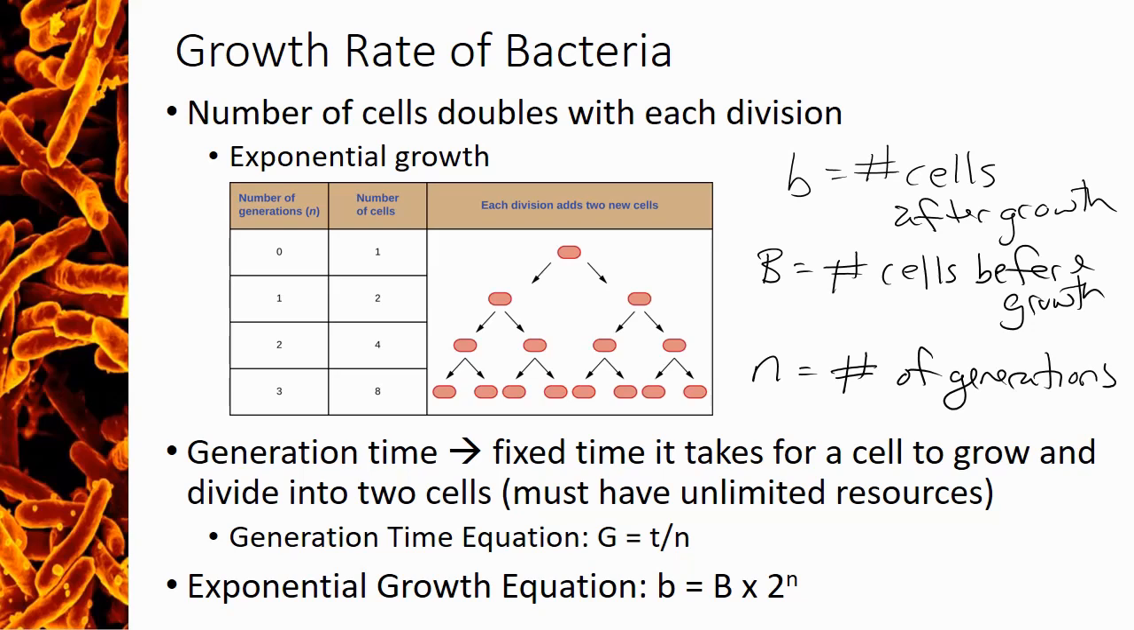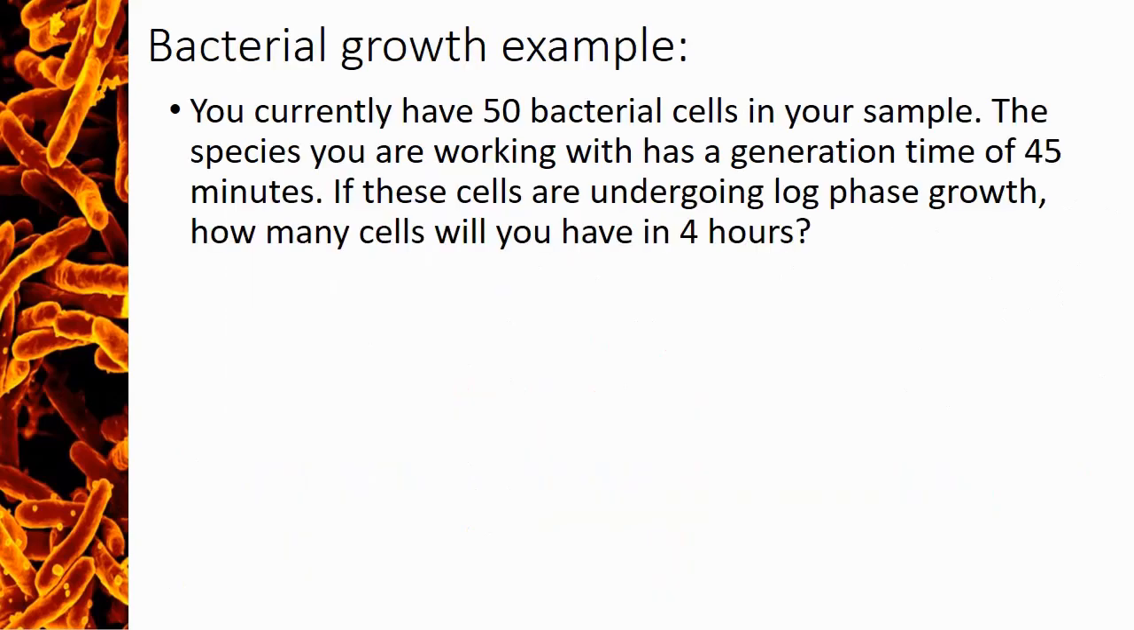Let's take a look at how we use this equation. Here is an example problem that tells us that we have 50 bacterial cells in our sample, and that this particular species has a generation time of 45 minutes. It then asks, how many cells are we going to have if we allow those 50 cells to grow for 4 hours? So remember, the equation we're using is little b equals big B times 2 to the n.